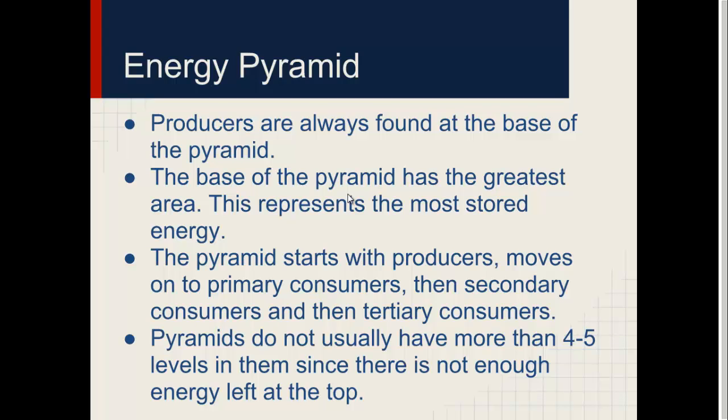The pyramid starts with producers, moves up to primary consumers, who are going to be your herbivores, then secondary consumers, and then tertiary consumers. That's the third level consumers. Pyramids do not usually have more than 4 to 5 levels, since there's just not enough energy at the top to support that many levels.